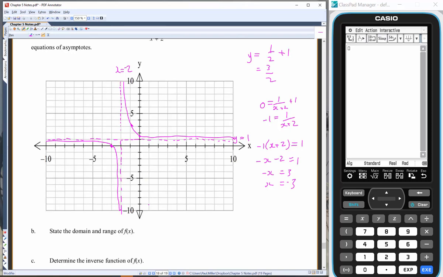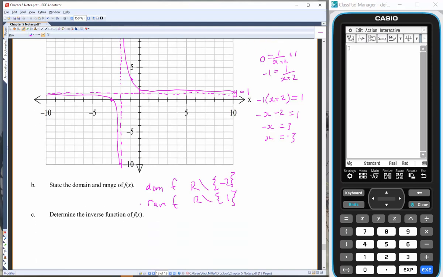State the domain and range of f of x. So the domain of f is going to be all reals, not including -2. The range of f is not going to include the 1. Okay, let's grab the inverse function.